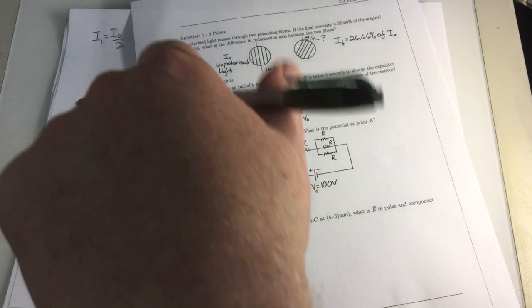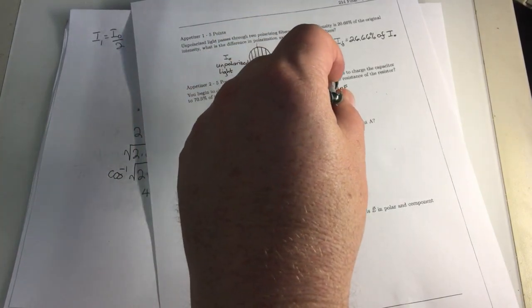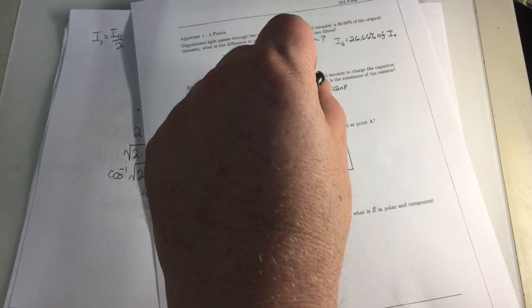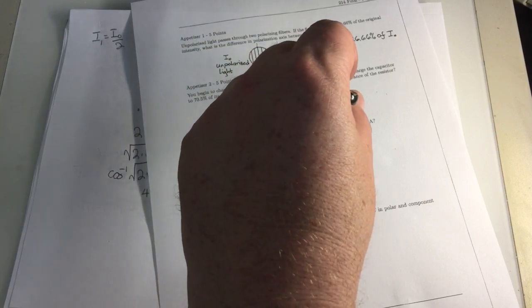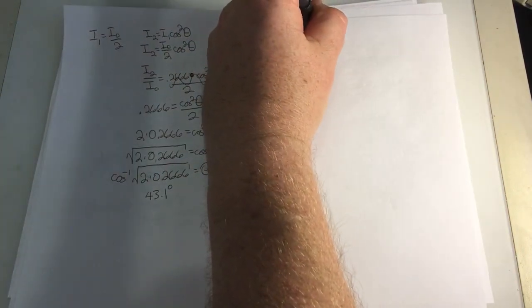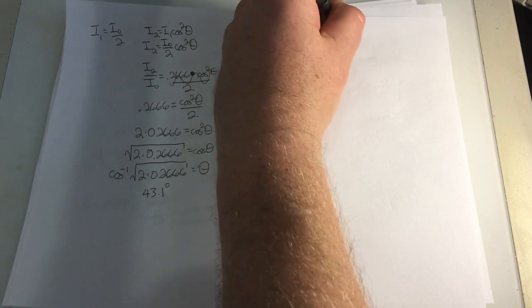Now, in the second appetizer, you charge an initially uncharged RC circuit. It takes 5 seconds to hit 70.5% of its maximum charge. And the capacitor is that. What is the resistance? So we have a charging capacitor.